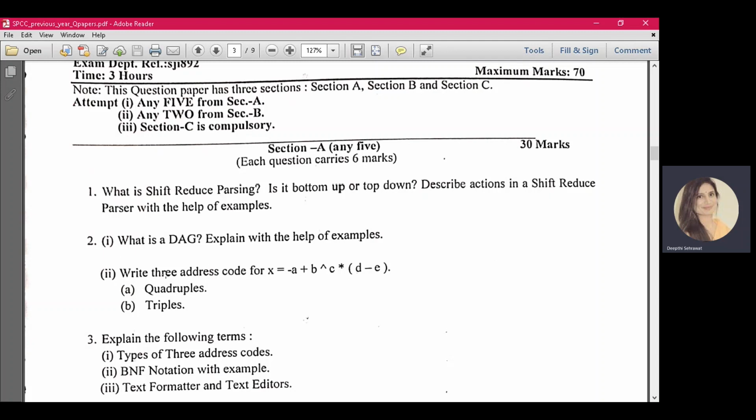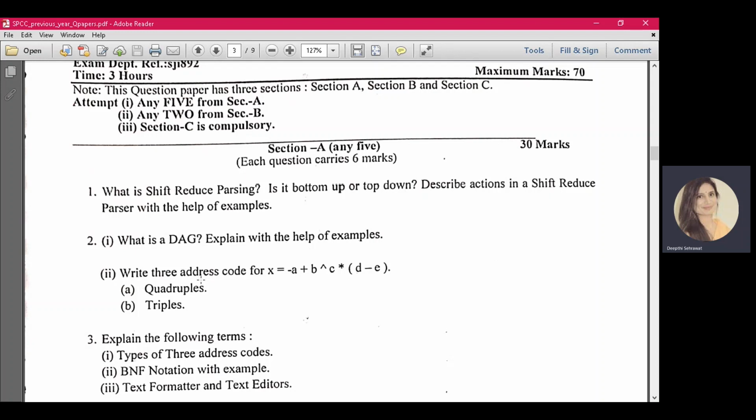Second question consists of 2 parts, 3 marks each. First is, what is DAG? Explain with the help of example. First of all, you need to explain what is DAG, that is direct acyclic graph, and then you have to also explain it with the help of the example.